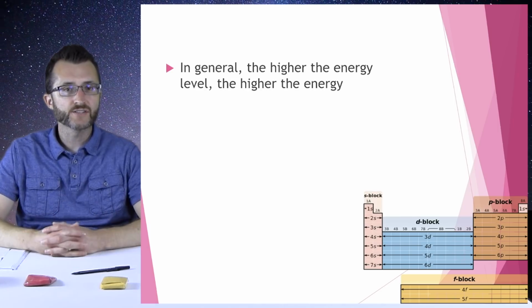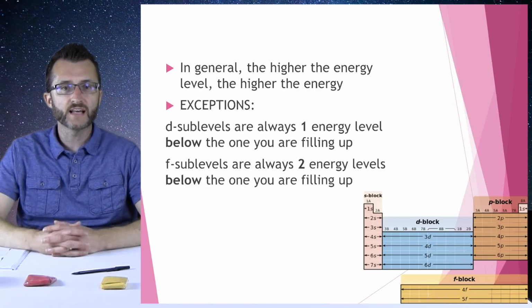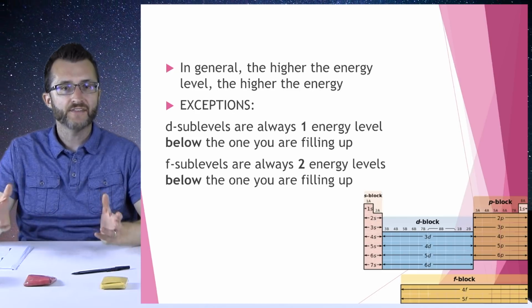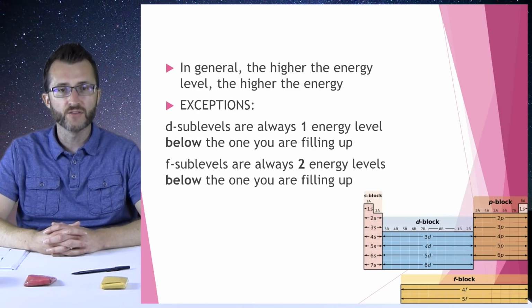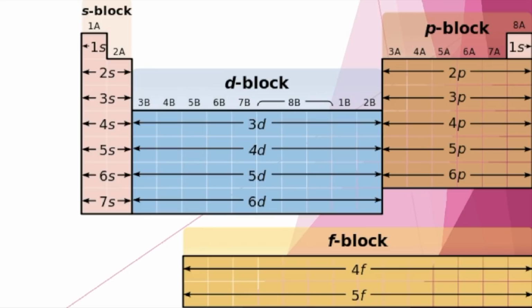In general, the higher the energy level, the higher the energy. Exceptions: d sublevels are always 1 energy level below the one you are filling up, and f sublevels are always 2 energy levels below the one you are filling up. To illustrate this better, take a look at the diagram on the screen. We have the 4th energy level starting in that 4th row, where the 4s is. So we fill in that 4s first, then we actually go down an energy level to get to the 3d. Now we fill in the entire 3d, and then we hit the 4p, where we go back up an energy level. So that d is always 1 energy level below.